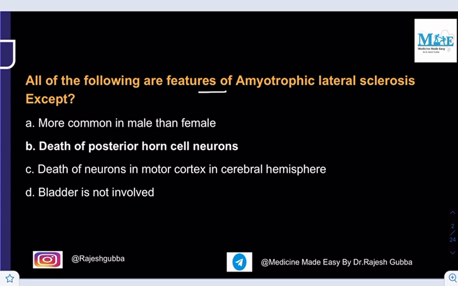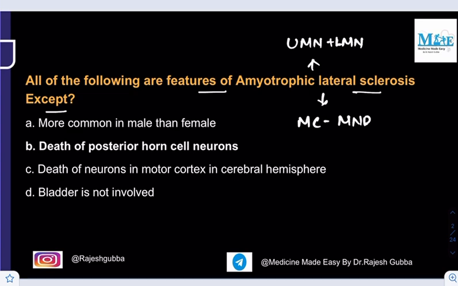All of the following are the features of amyotrophic lateral sclerosis, except: more common in males than females, death of posterior horn cell neurons, death of neurons in motor cortex in cerebral hemisphere, bladder is not involved. So if you see, amyotrophic lateral sclerosis is the most common cause of motor neuron disease. And in these patients, there is involvement of both the upper motor neuron as well as the lower motor neuron, right?